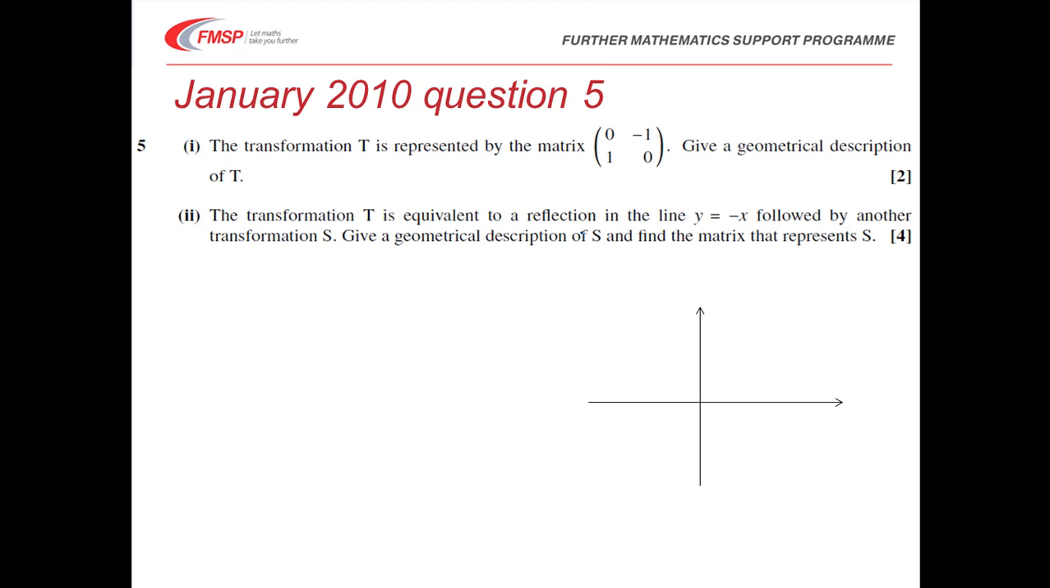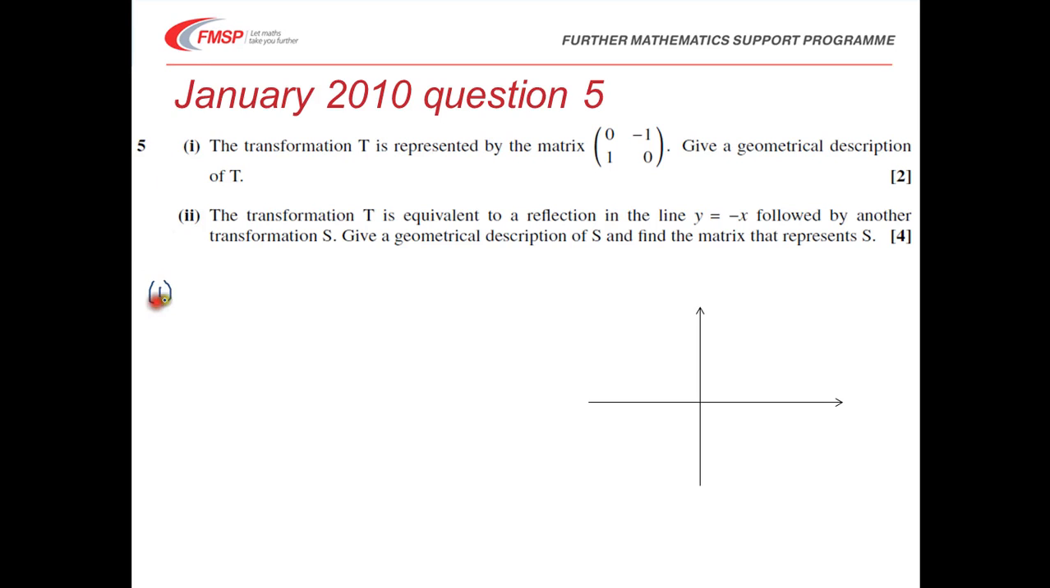In part 1, we're told that the transformation T is represented by the matrix 0, negative 1, 1, 0, and we're asked to give a geometrical description of T. And then in part 2, the transformation T is equivalent to a reflection in the line y equals minus x, followed by another transformation S. And we're asked to give a geometrical description of S and find the matrix that represents S. So if we look at part 1 first of all.